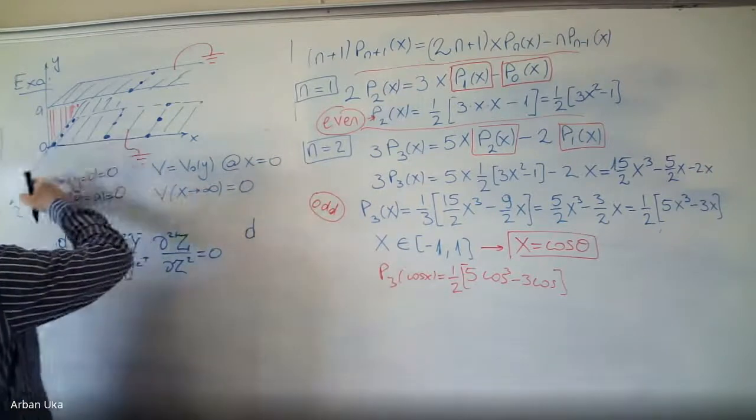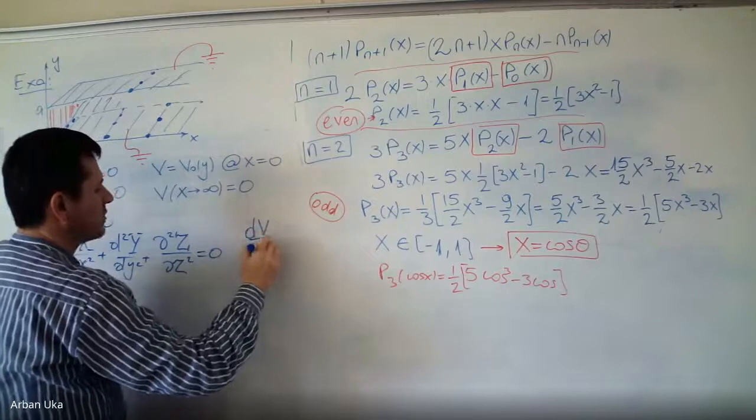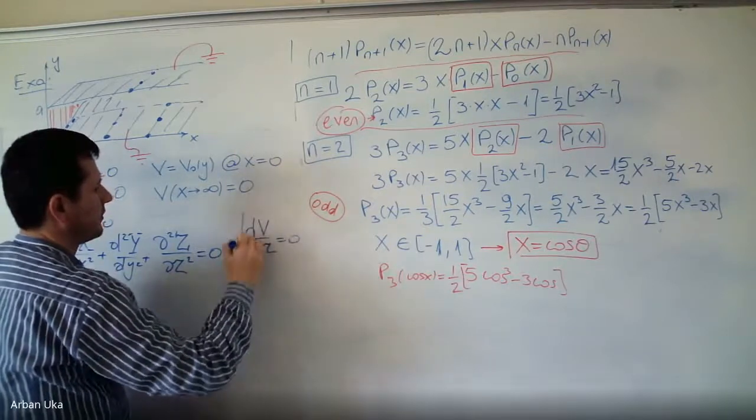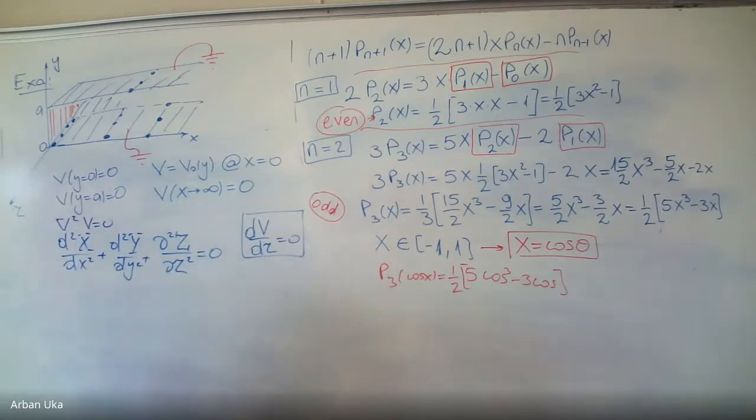If we change the z parameter, we observe no change in the potential. Okay? So, is it clear?